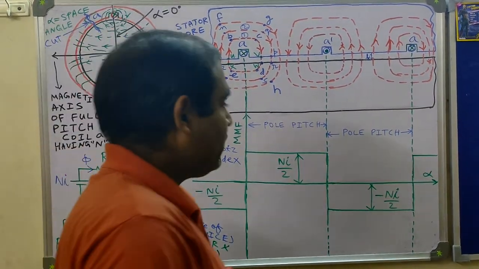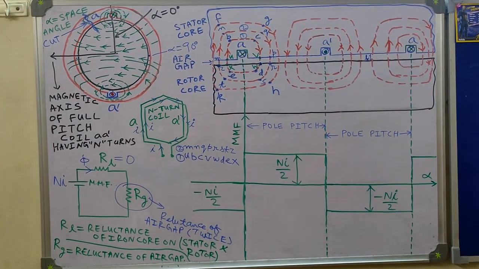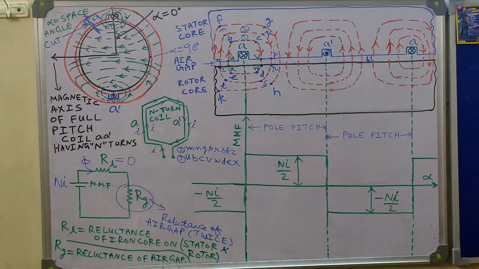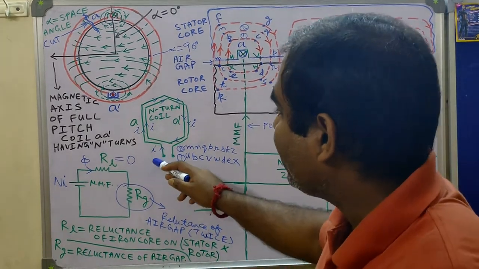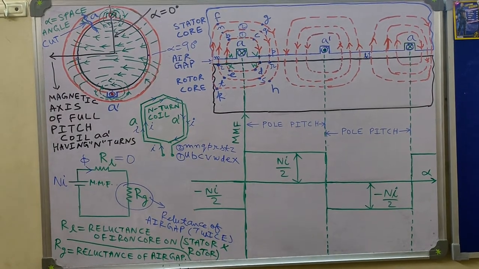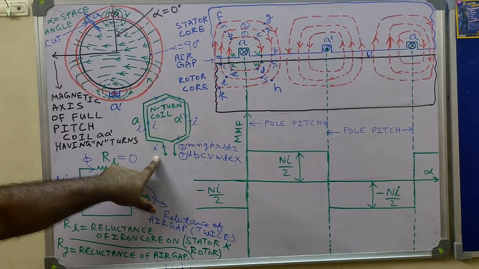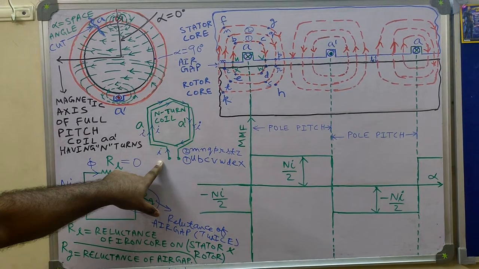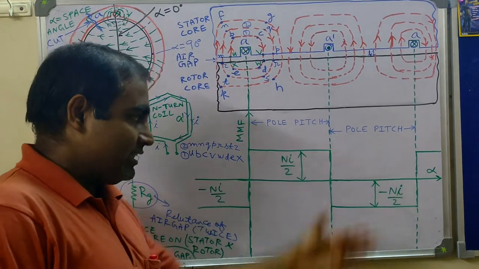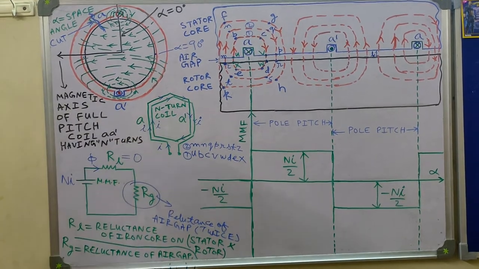After saying this, what I can say is that while discussing this MMF variation due to the current carried by this single coil, which is a full pitch coil having n number of turns, we have assumed that the value of the current I is constant. The full pitch coil having n number of turns, denoted by coil AA dash, is carrying current I, where current I is not changing with time. Current I is constant. What will happen to this space variation of MMF if the coil carries sinusoidal current? What will happen?